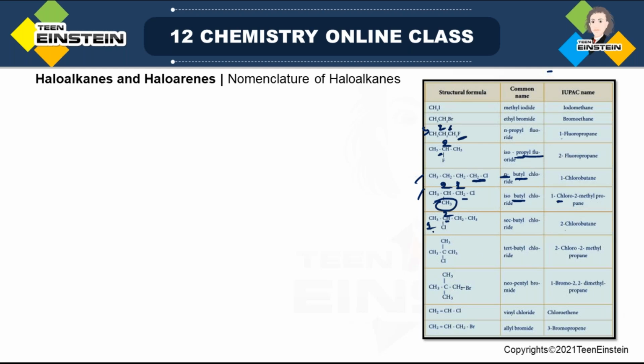And at 2 branching, this CH3 will be considered as a substituent. This is also a substituent, so the middle carbon is 2, so that is 2-chloro-2-methyl, but it is tertiary butyl chloride when it is the common name.